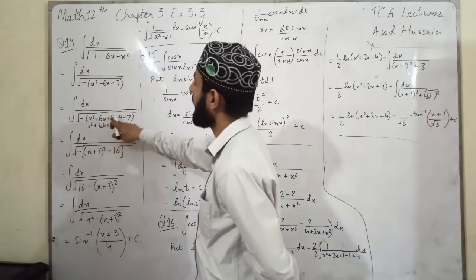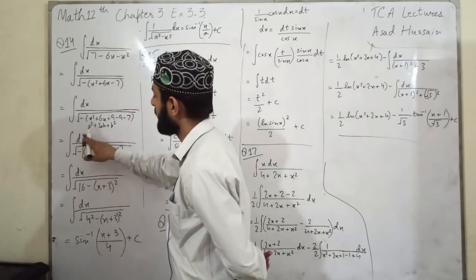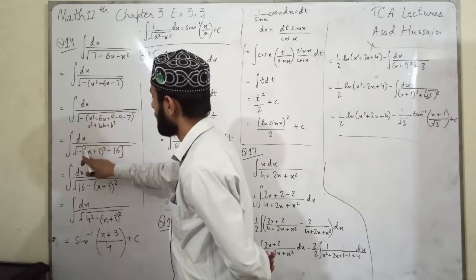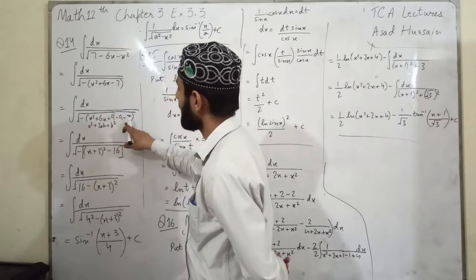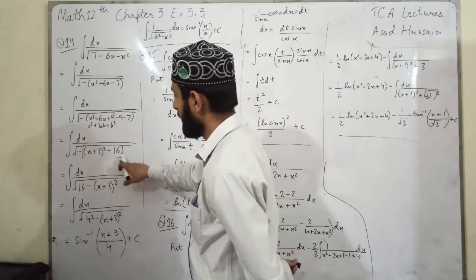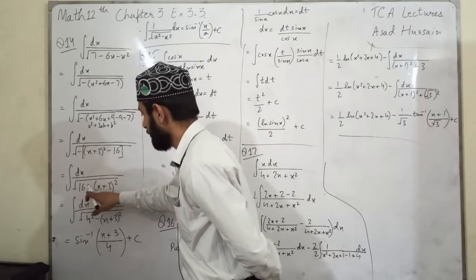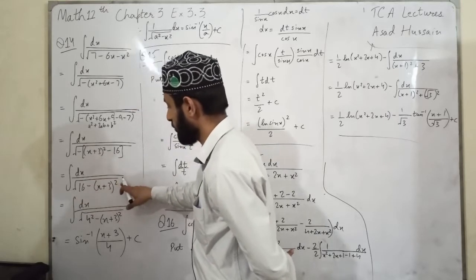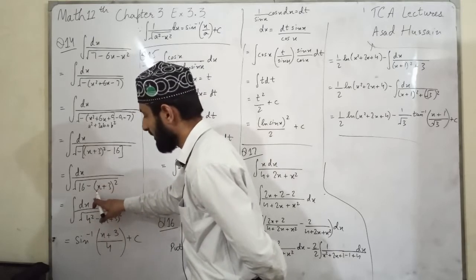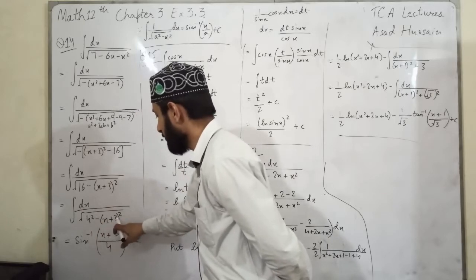So adding plus 9 and subtracting 9 at the same time, we get integral dx over under root negative, this will be completed as x plus 3 whole square, and minus 9 and minus 7 will add up to negative 16. Now multiplying the negative sign, we get dx over under root 16 minus x plus 3 whole square. 16 can be written as 4 square, so this term will become dx over under root 4 square minus bracket x plus 3 whole square.